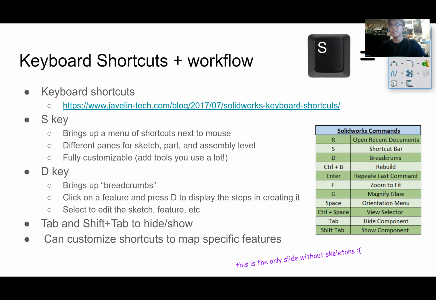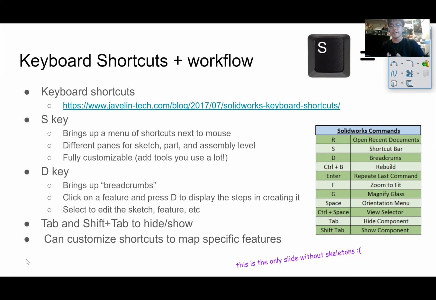Tab and Shift Tab are used to hide and show parts. So if you're in an assembly, I also think it works in a part as well. But if you're in an assembly, you could just press Tab when your mouse cursor is hovering over a part to hide it. It's just really helpful if you're trying to hide a bunch of things and you don't have to right click and press hide manually. And keep in mind that you could customize all these shortcuts.